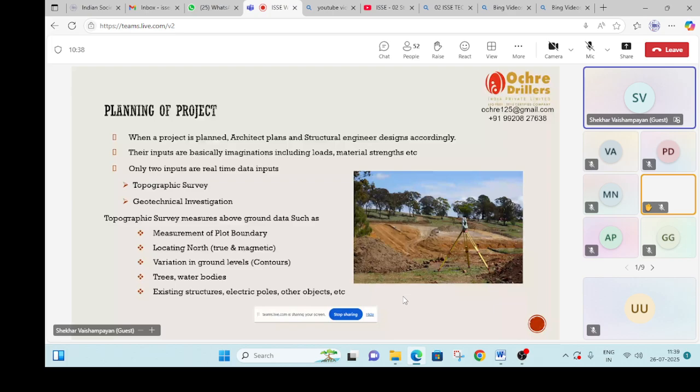Then what are the natural objects standing there, like trees or water bodies, nalas, or maybe a rock outcrop somewhere, or a ditch somewhere, something like that. And then some man-made structures, like there might be a small room or a bungalow or a barn standing there. There may be an electric pole, some other objects. All these are man-made. So the actual orientation, locating north, variations in ground levels, natural features, and the man-made features. These are what we actually look at on the topographic survey. But these are all above ground. Now we'll go to the next slide.